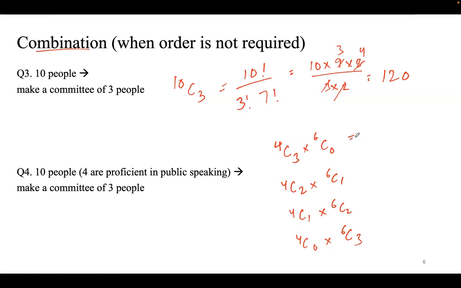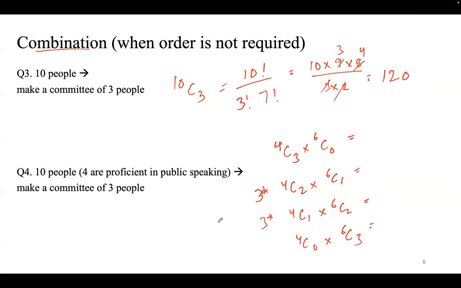Now, here in this case, do we multiply it by 3? Do we not multiply it by 3? What are these values? Can anybody tell me what makes sense in this case? It should not be multiplied by 3, because order is not important.